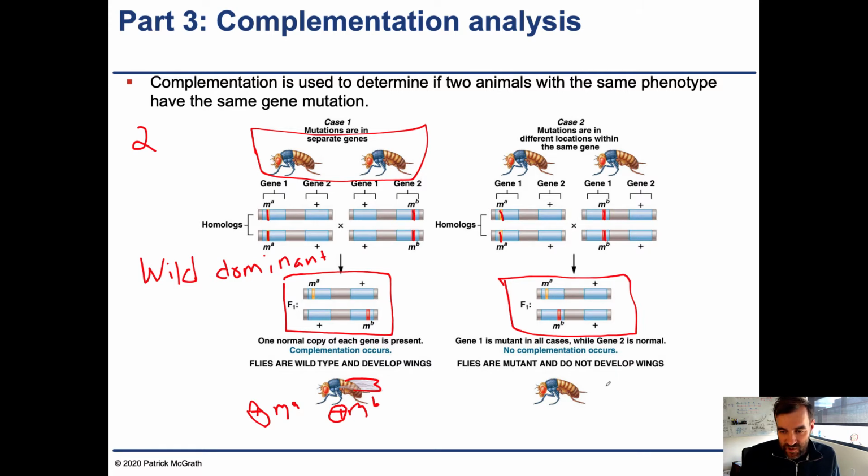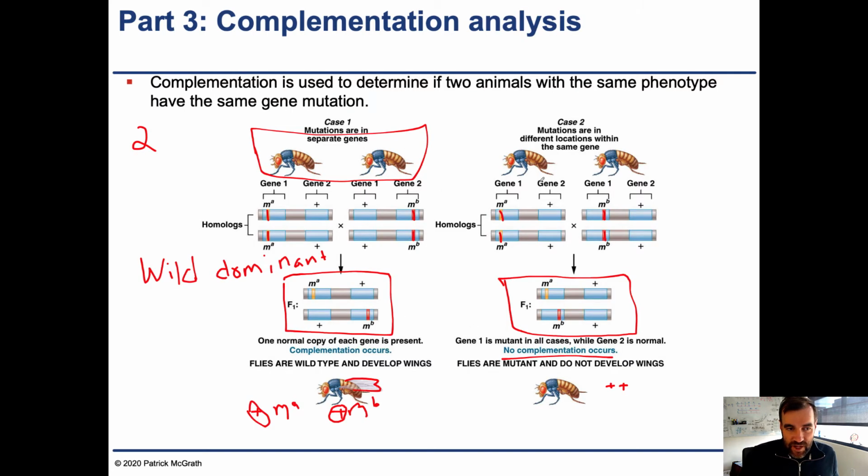So what happens is you end up having two good copies of the second gene, but in the case of the first gene, neither one of these copies is functional. So neither one of these alleles is functional. And so these F1 flies do not have a functional copy of the protein 1 that is produced by gene 1. And so in this case, no complementation occurs. And you can recognize that because the flies are mutated.